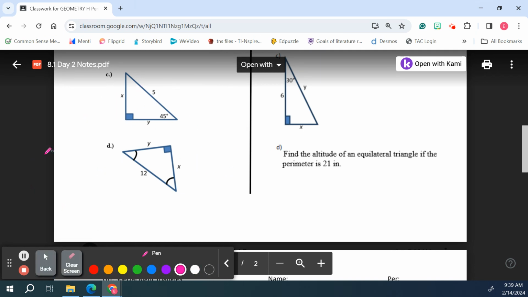All right, so letter D. You're given the hypotenuse. I'm setting this equal to x times the square root of 2. Step number 1. Nikki, what do I do?